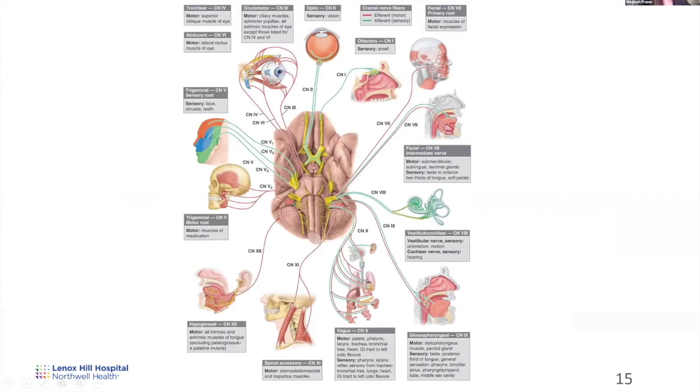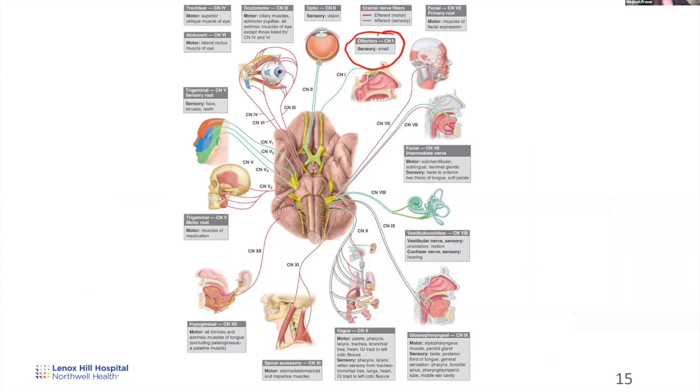Okay, so this is an overview. I'm going to stay on this slide for a little bit because this is an overview of all 12 of the cranial nerves, just so we can talk briefly about each of their functions. The first few are pretty simple. The first one is the olfactory nerve, which is responsible for your sense of smell.